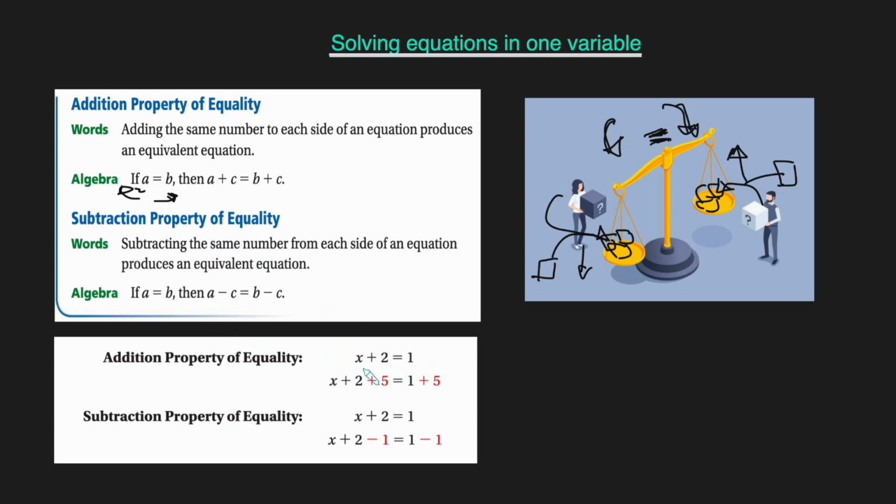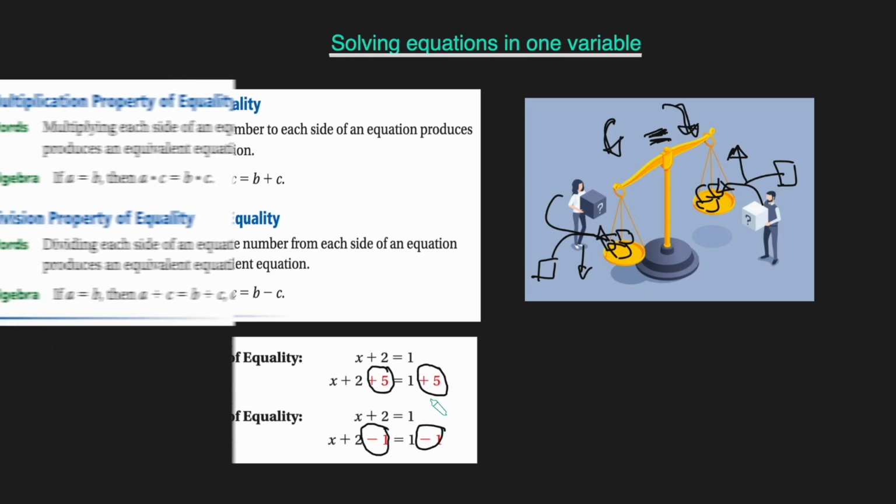Let's look at an example. Let's say we have an equation that says x plus 2 is equal to 1. And we decide that we want to add a number like plus 5 to the left hand side. For this equation to remain true, we have to add the same number to the other side. Same thing with subtraction. If we subtract a number from the left, we have to subtract it from the right.